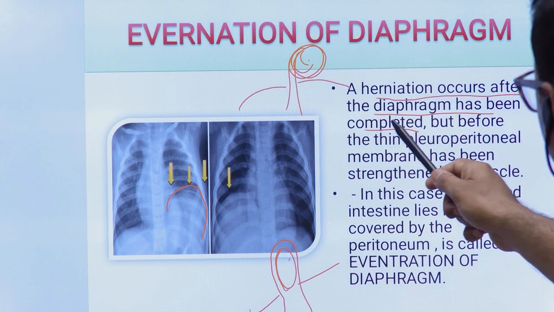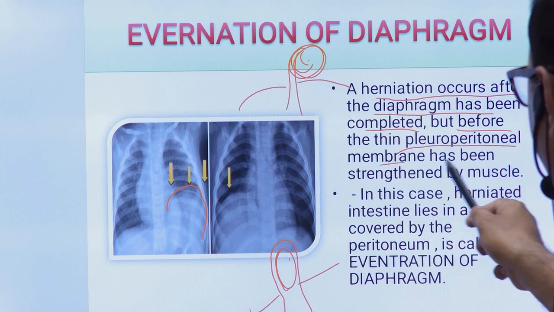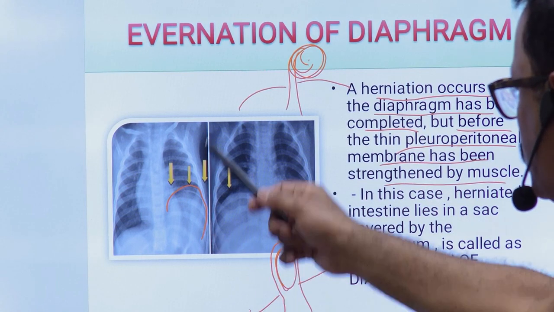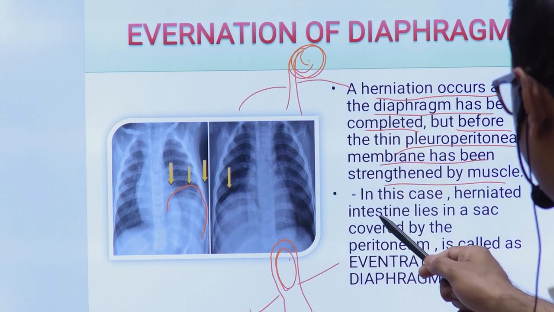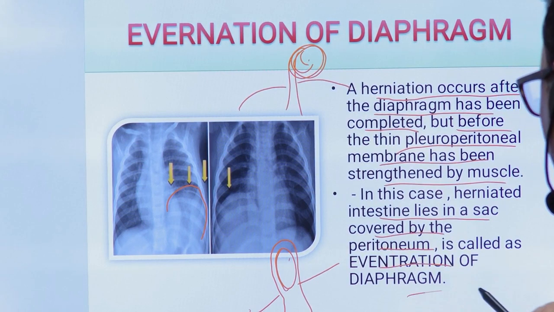So the herniation occurs after the diaphragm has been completed, but before the pleuroperitoneal membrane has been strengthened by the muscle. The membrane has been formed, but it has not been strengthened by the muscle. So it will allow the structures. In this case, the herniated intestine sac is covered by the peritoneum and is called the eversion of the diaphragm.